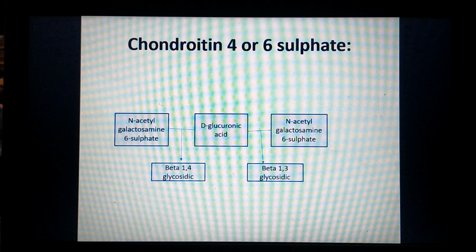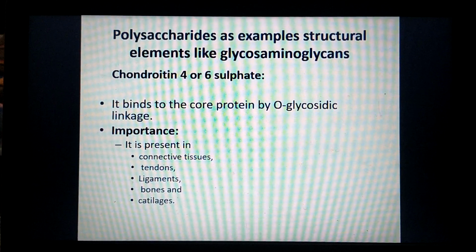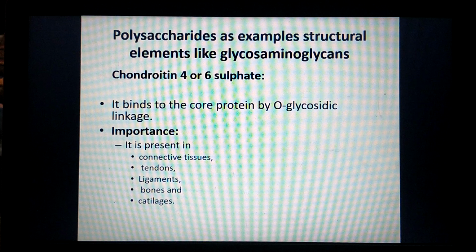L-galactosamine 6-sulfate binds with the D-glucuronic acid. So two types of linkages, beta-1,4 and beta-1,3 glycosidic linkage, are seen. Now this containing 4-sulfate or 6-sulfate also binds with the proteins. It binds with the core protein with the help of O-glycosidic linkage.